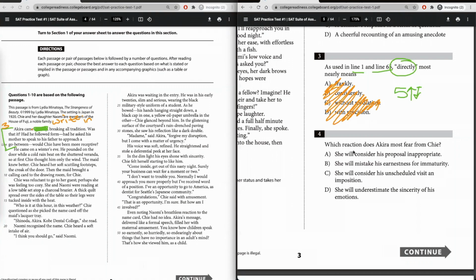So in this case, the question says, which reaction does Akira most fear from Chi? So reaction, most fear. So clearly, and here's the thing, when they use words like most, that means there's probably going to be some other reactions involved as well. We're looking for the one that's completely at the top of her fear list, basically. So keep that in mind, and then we move on to the next question. Now, number 4 didn't tell us any specific location, so we're just going to keep going.